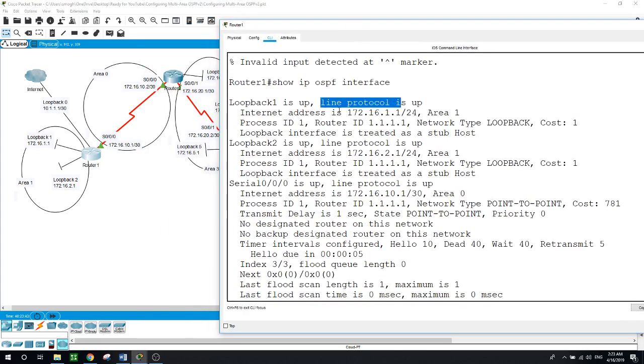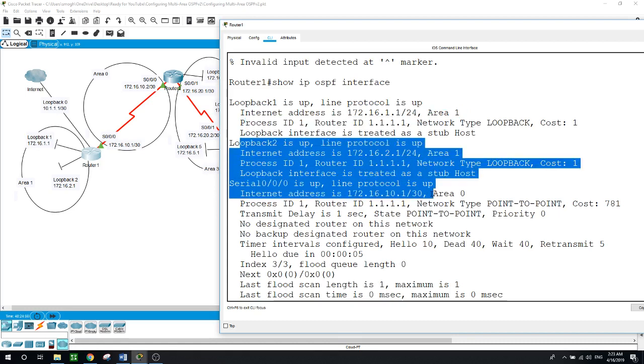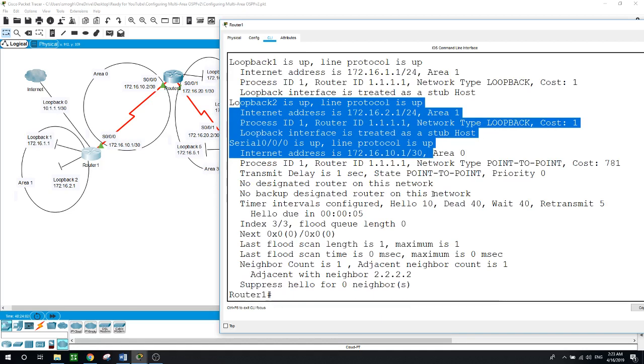Line protocol is up. The internet address for loopback 1 is this, in area 1. The process ID is 1, and the router ID is 1.1.1.1. Loopback 2 is up, and it is giving us good information on this router.